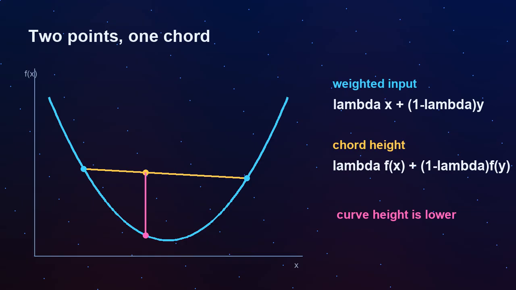Why? A convex curve bends upward. Draw two points on it, then connect them with a straight chord. The curve sits below that chord.